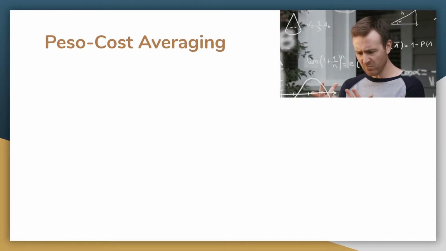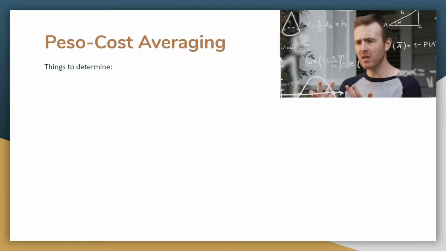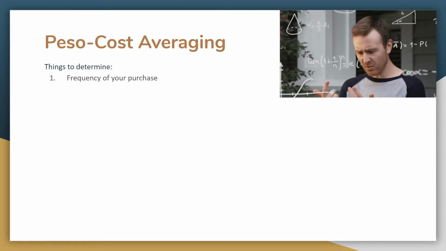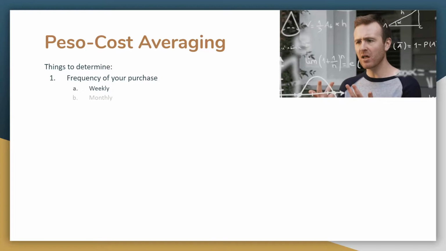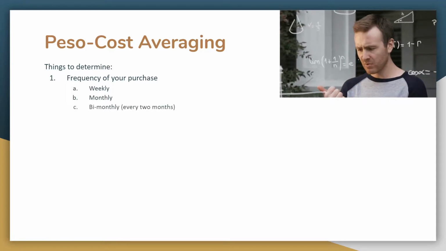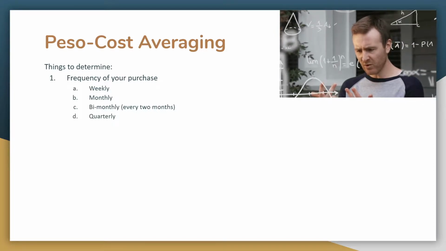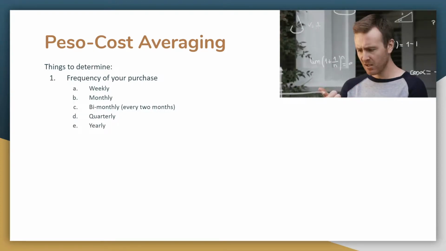So now let's move on to Peso-cost averaging. So what is Peso-cost averaging? Before you can use this strategy, you need to determine some things. The first one is the frequency of your purchase. Do you want to invest weekly? Monthly? Bi-monthly? That's either every 2 weeks or every 2 months, but in this case we're going to use bi-monthly as every 2 months, quarterly, or yearly.